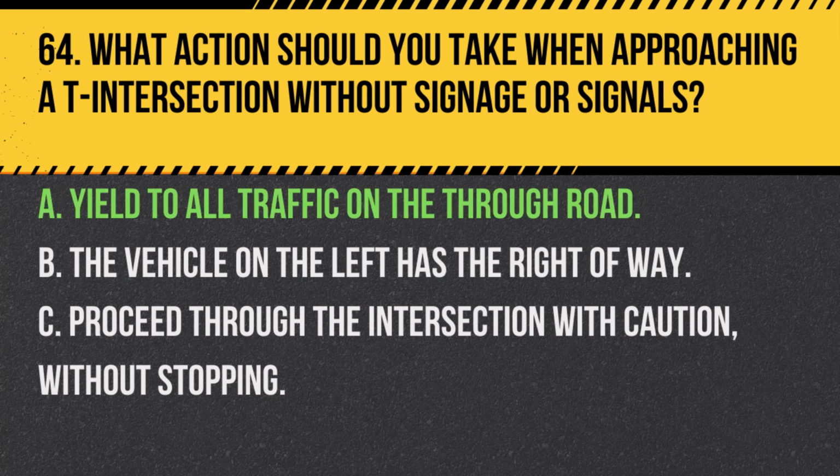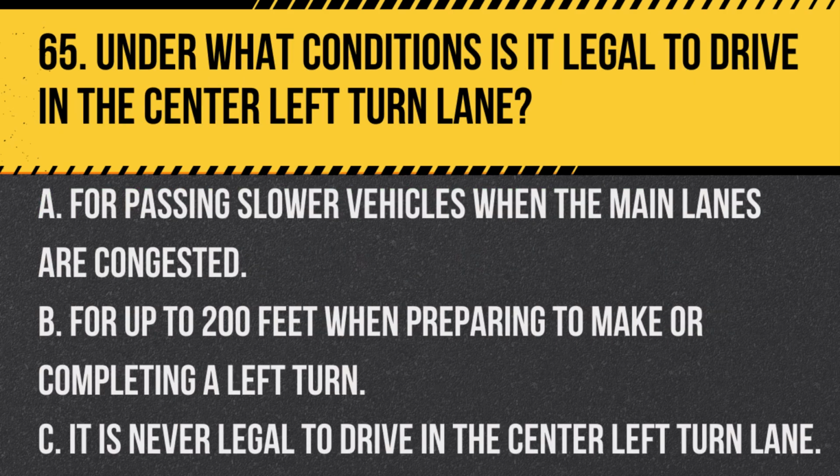Answer A. Yield to all traffic on the through road. At a T intersection without signs or signals, drivers on the terminating street should yield to vehicles on the through street. Question 65. Under what conditions is it legal to drive in the center left turn lane? A. For passing slower vehicles when the main lanes are congested. B. For up to 200 feet when preparing to make or completing a left turn. C. It is never legal to drive in the center left turn lane.